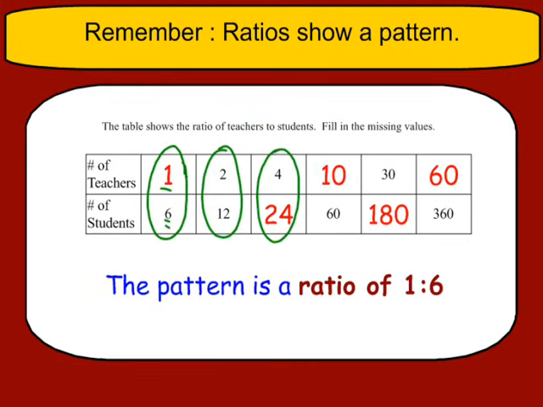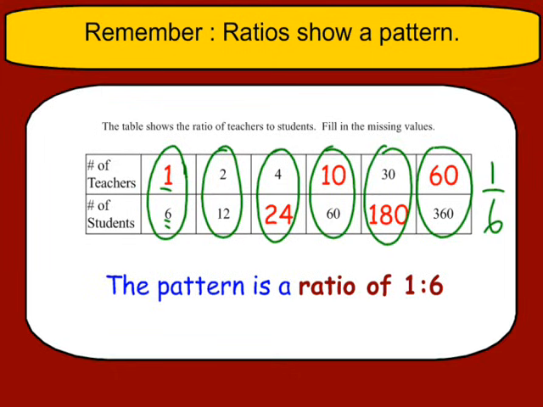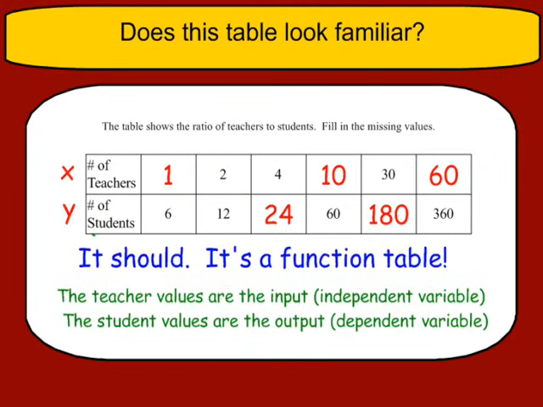And if you were to look at all of these ratios, if you simplified all the ratios in this table, they would all simplify to a ratio of 1 to 6, 1 teacher for 6 students. Ratio tables show a pattern, and the pattern in this table is a ratio of 1 to 6. Now, function tables also show a pattern or a rule, and we can graph ratio tables just like we do function tables. We're going to use the number of teachers as our x value, and we're going to use our number of students as our y value.